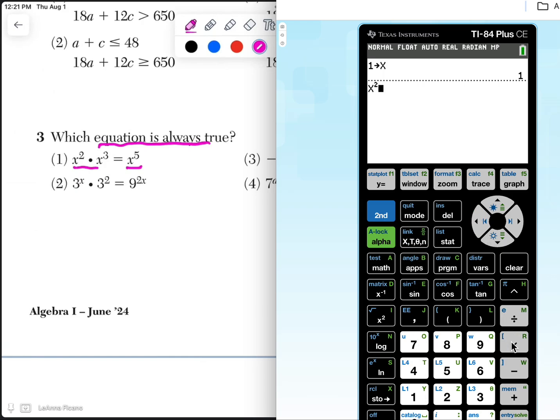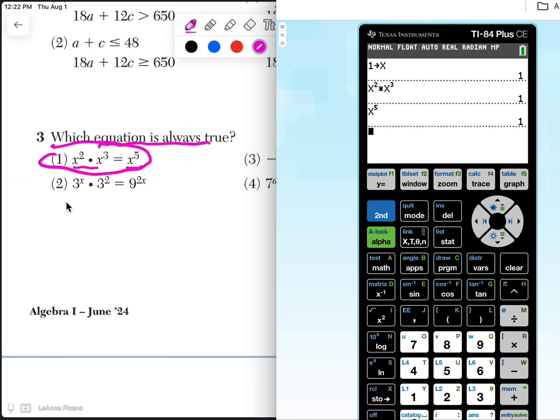So, multiplied times x to the third, and that's going to give me 1. And when we do x to the 5th, we also get 1. So our correct answer is number 1. So x squared times x cubed equals x to the 5th. On both sides, it equals 1.